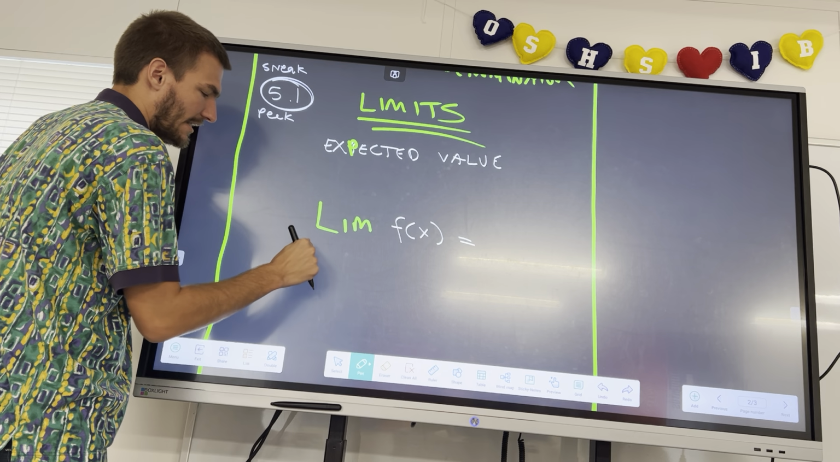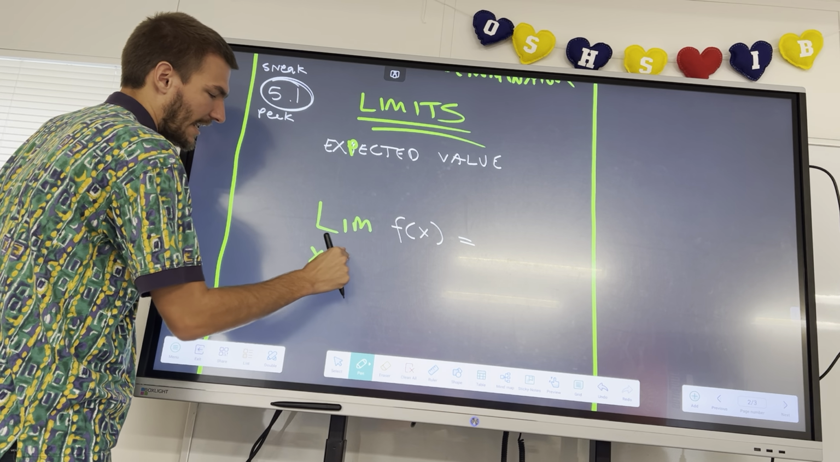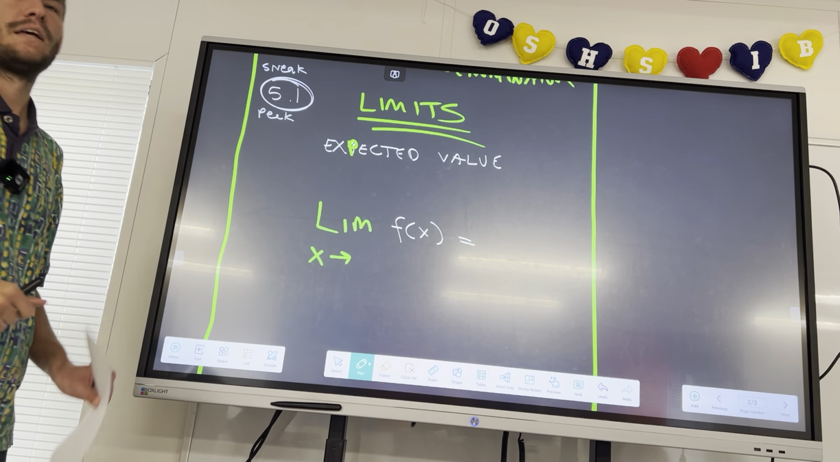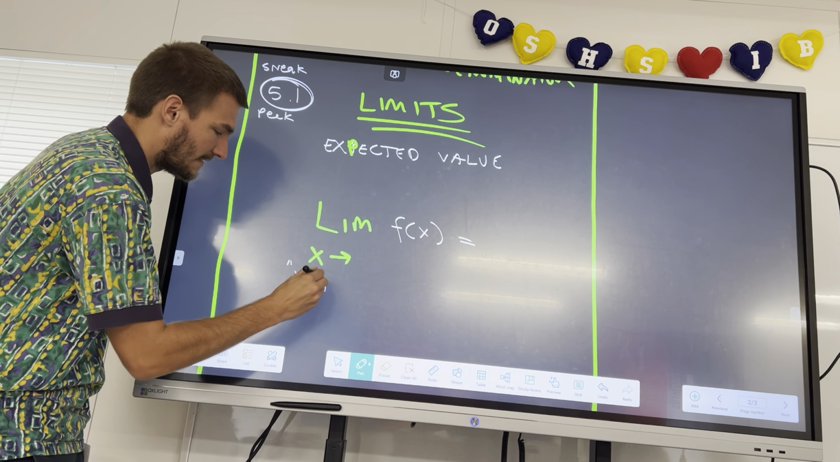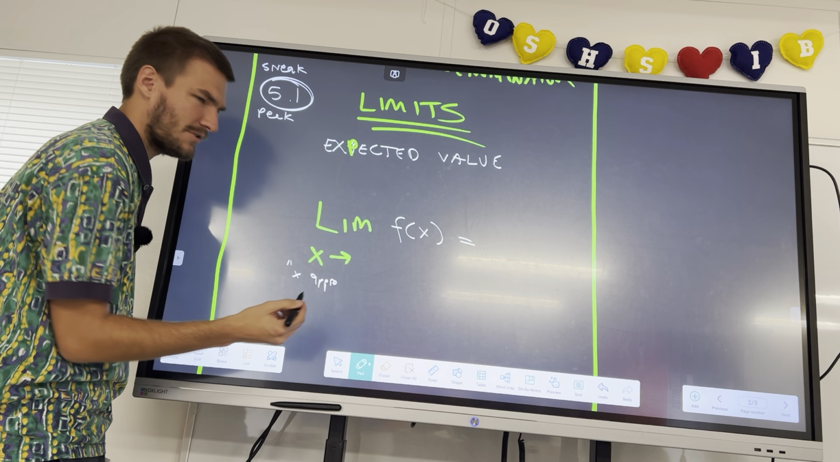Underneath the word limit is going to be an x and an arrow. And this is going to be x approaches.